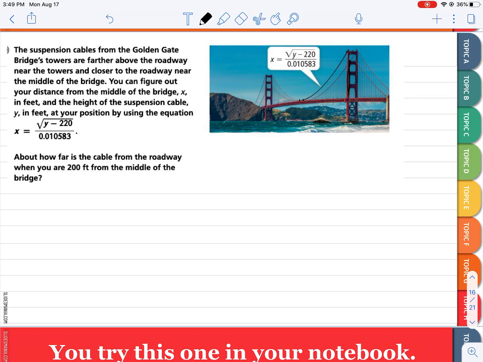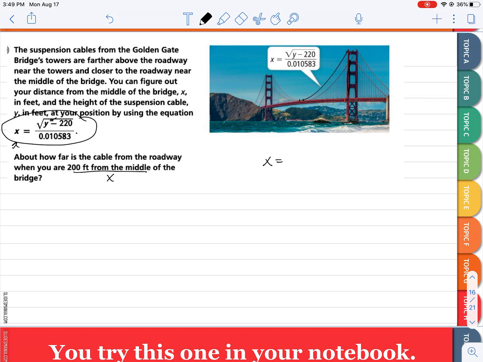You can figure out your distance from the middle of the bridge, x, in feet, and the height of the suspension cable, y, in feet, at your position by using this equation. So x is the distance from the middle of the bridge, and y is the height of the suspension cable in feet. So about how far is the cable away from the roadway when you're 200 feet from the middle of the bridge? Okay, so the 200 feet from the middle of the bridge, that tells us that's an x.